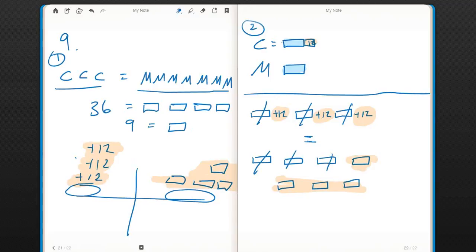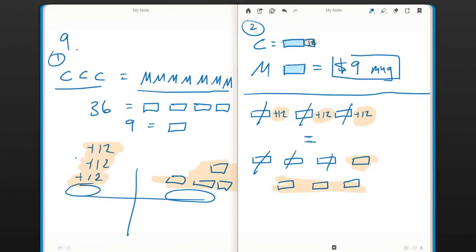And the question they're asking is, what is the cost of a mug? The mug is $9. Isn't that amazing what we can do with a picture?